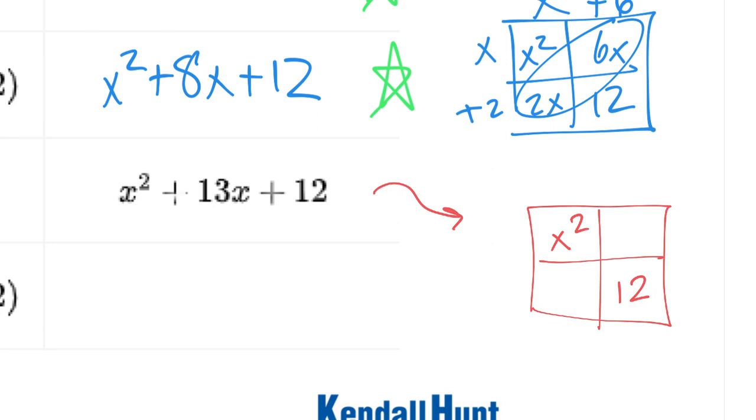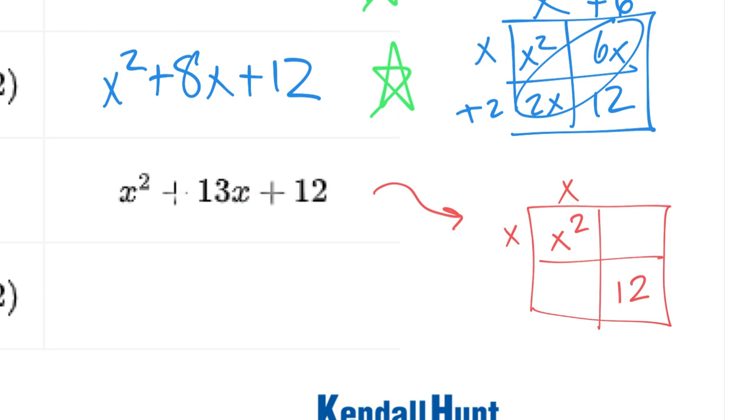Now I know the only way to get x squared is to take x times x. And then I need to figure out what I can multiply together here to get 12. The other clue is that these two pieces are going to add up to 13. So this is some trial and error.